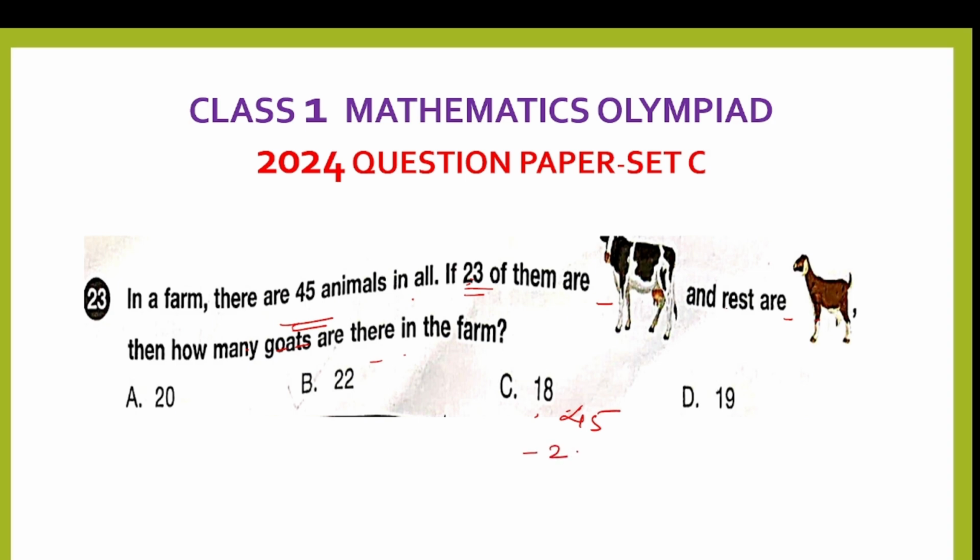Among these, 23 are the cows. So if we subtract these, we can find out the number of goats. 5 minus 3 is 2 and 4 minus 2 is 2, which means there are 22 goats in the farm. Therefore option B is the correct answer for the given question.